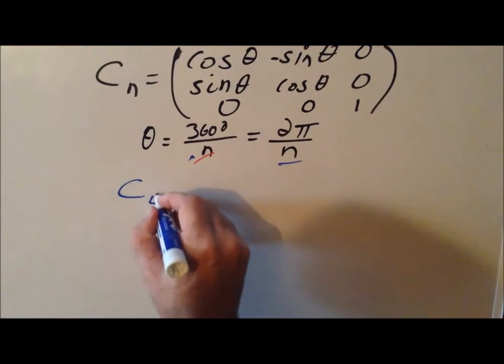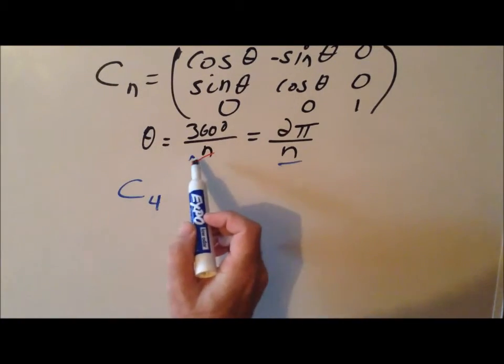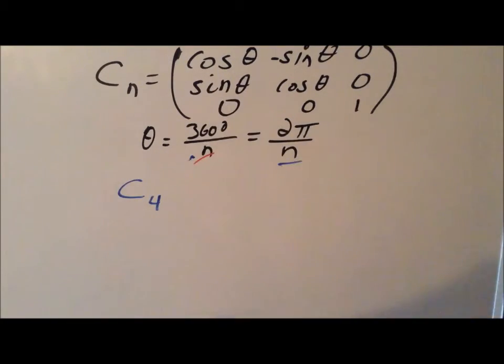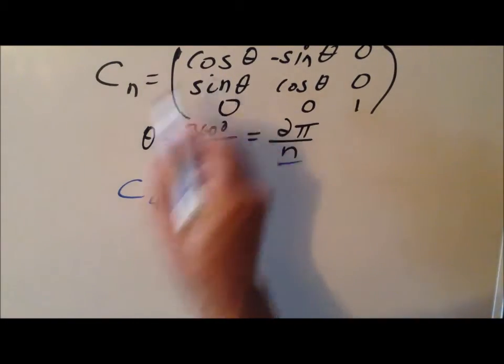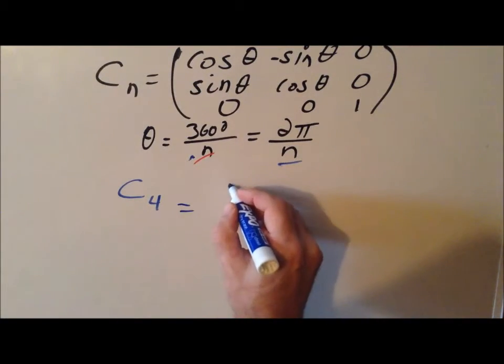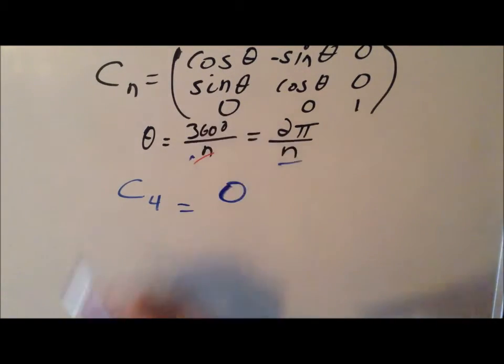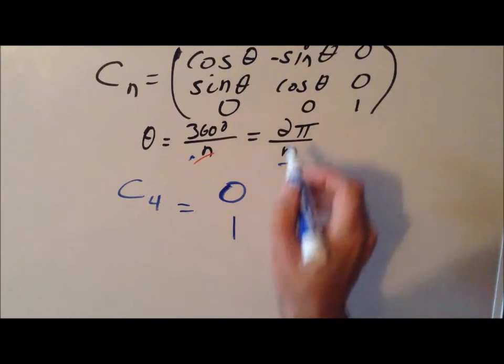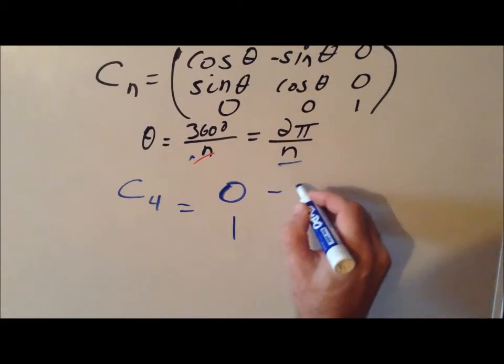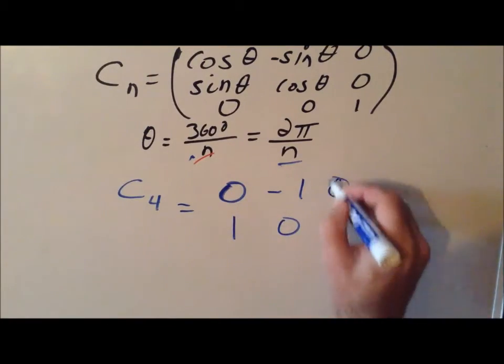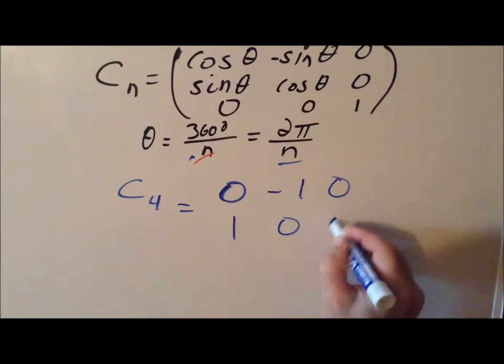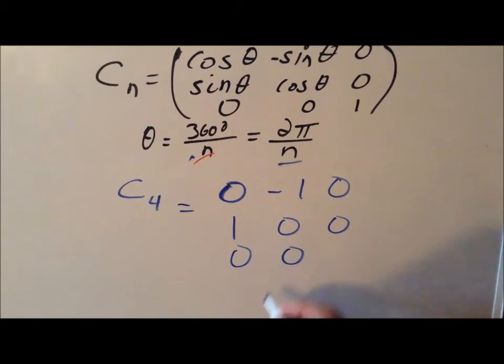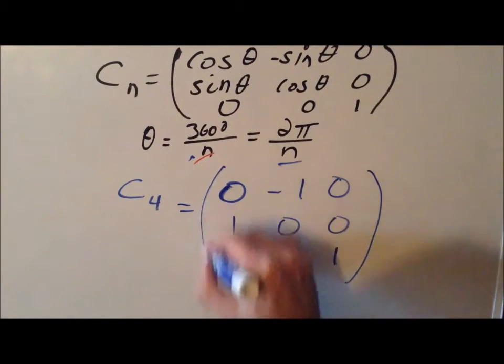Notice that since n is equal to 4, theta is going to be 90 degrees. So recall that the cosine of 90 degrees is 0. The sine of 90 degrees is 1. Minus the sine of 90 degrees will give us a minus 1. 0. So this is what we had in 2 dimensions. And then because we have a proper rotation, and we're rotating in the xy plane, and the rotational axis is the z-axis, this character has to be a plus 1. So this gives us the exact form for the C4 matrix.